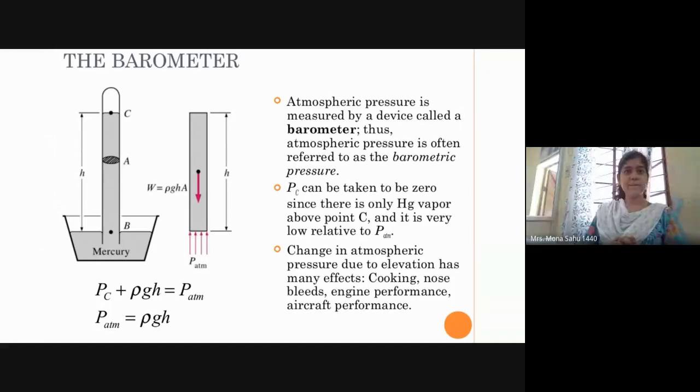When we go to a hill station, the atmospheric pressure is different, because the altitude is high. At sea level you have a particular atmospheric pressure, but when the altitude changes, the atmospheric pressure changes. The temperature also differs, and I'll give you some examples, like cooking. It will take longer to cook at high altitudes, because the temperature is low and the boiling temperature reduces.